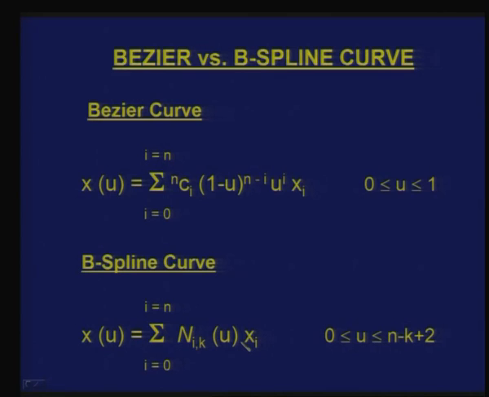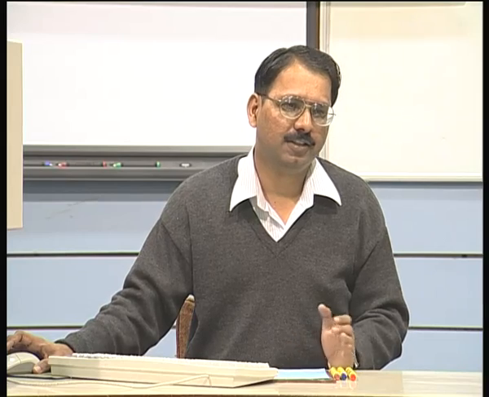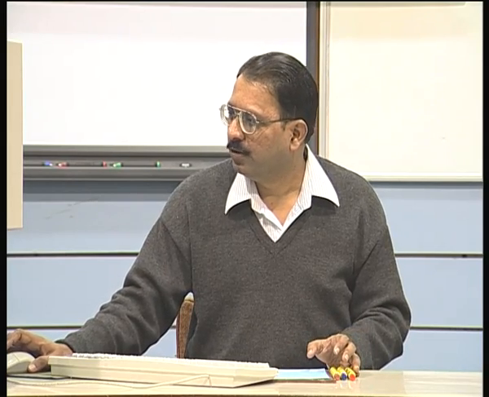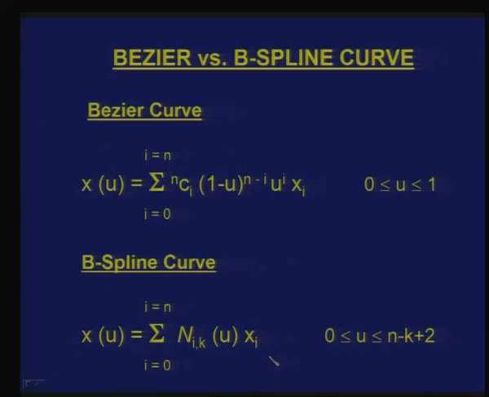Then how the local propagation happens is, for a given range of u, many of these basis functions will become 0. Only some of the basis functions are non-zero, and hence the influence is basically restricted to a local region in terms of control points.